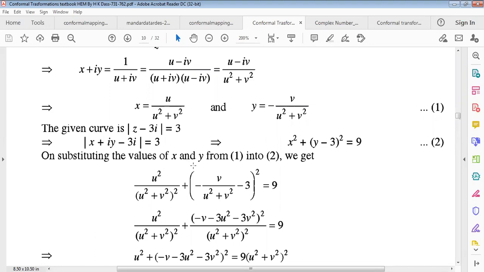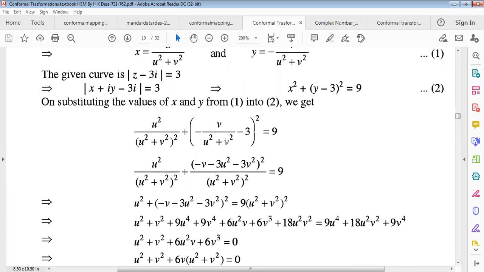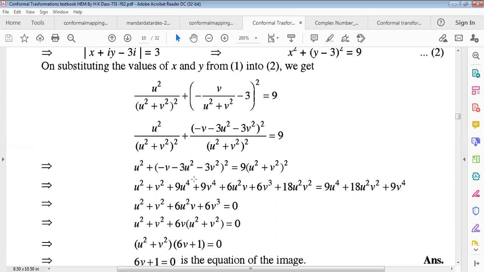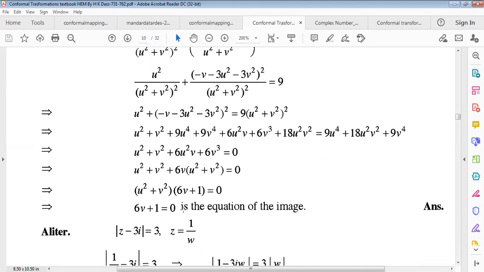Now on substituting the values of X and Y from equations 1 and 2, we can write (U divided by U square plus V square) whole square, plus (minus V divided by U square plus V square minus 3) whole square, is equal to 9. Now taking LCM, (U square plus V square) whole square will be the common denominator. Now by cross multiplication, after calculation, we can write (U square plus V square) into (6V plus 1) equals 0 is the equation of the image.